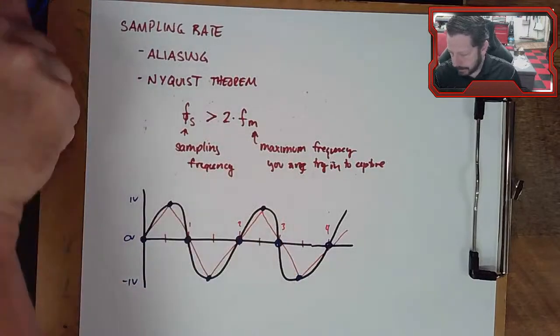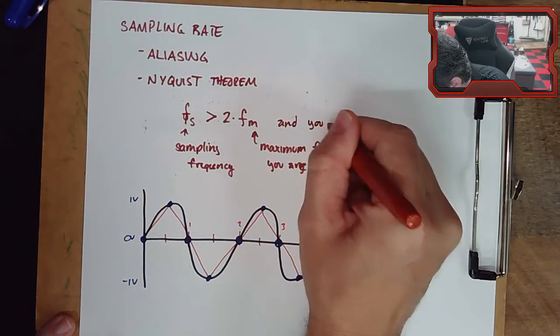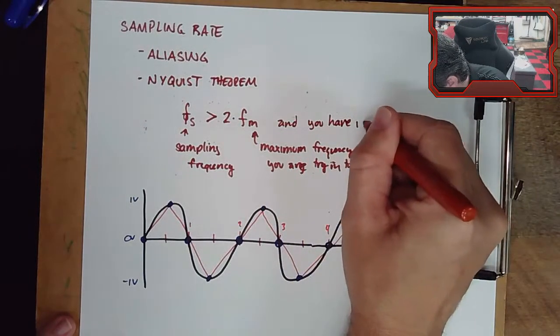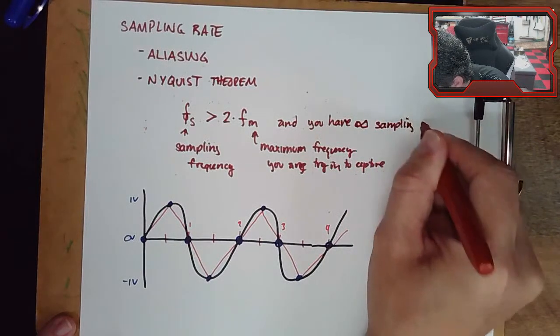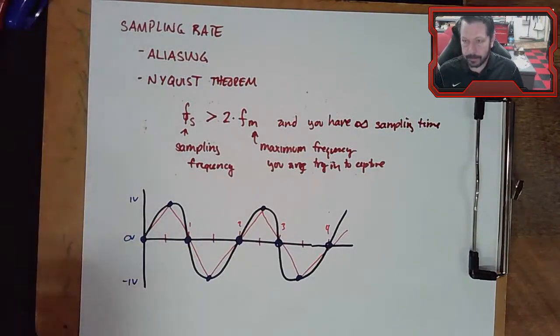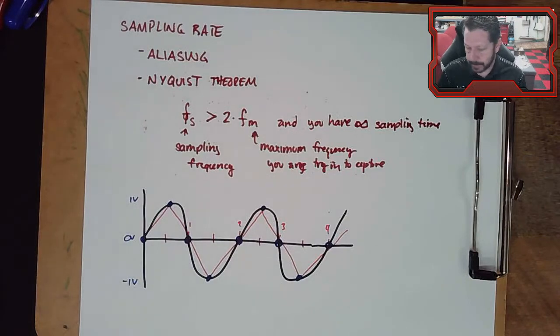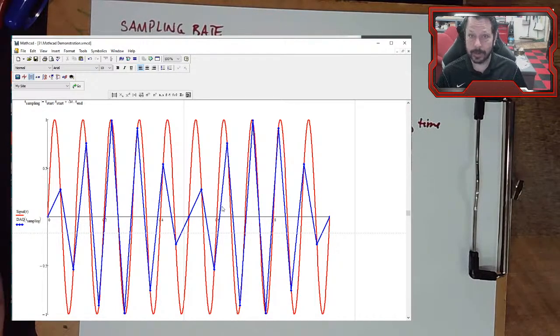But the part that I didn't write down is that you have infinite, let's just do infinite sampling time. So if you have both of these, then you can reconstruct the original signal. So if I took this and I sampled it over and over for a long period of time, maybe not actually for infinite time, but for a long period, I could eventually mathematically reconstruct the 10 hertz signal and its amplitude.